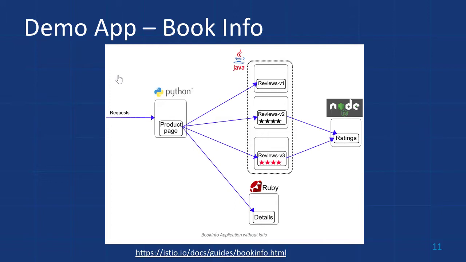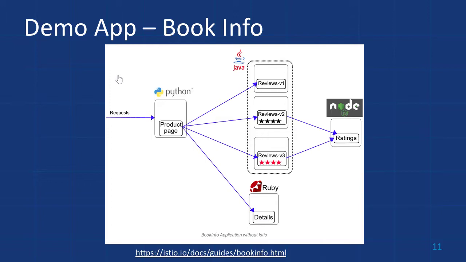It's basically an online bookseller app where you've got a product page and it calls into reviews. Now, reviews, depending upon which version of reviews you've deployed, either calls in and gets ratings or doesn't call and get ratings. So version 1 doesn't call and get ratings at all. Version 2, we implemented the ratings functionality and we exposed them as black stars. Version 3, however, changed those to red stars.